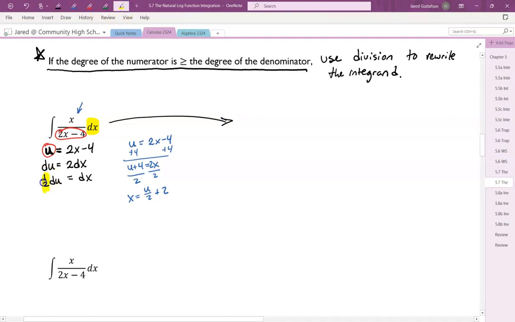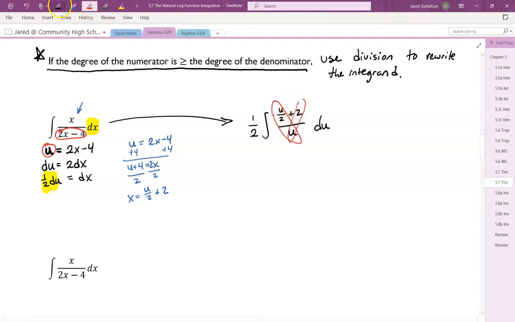I cannot forget this 1/2 with the du. Don't forget that. So 1/2 comes out to the front. On bottom we get a u. At the back end we get a du. And what are we replacing x with? I might write it as u over 2 plus 2. Why is this easier than what we started with?